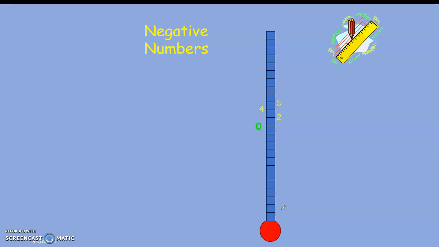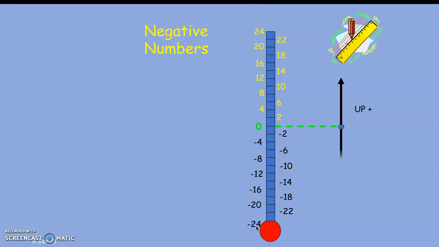Right, to help us with the first set of questions, I'm going to use this thermometer here just to give us a rough idea of what we're doing. You should see from my thermometer that it starts up at plus 24 degrees Celsius, and we're coming all the way down to negative 24 degrees Celsius. If we're going up, we're going in this direction, and if we're going down, it would look like this.